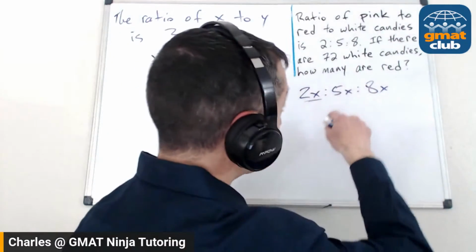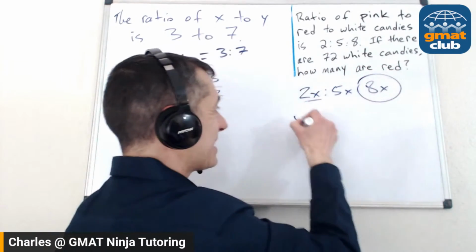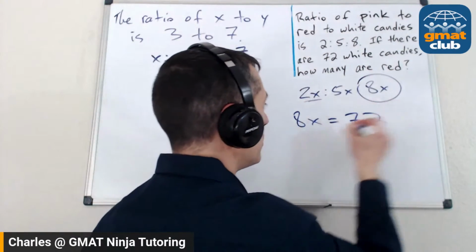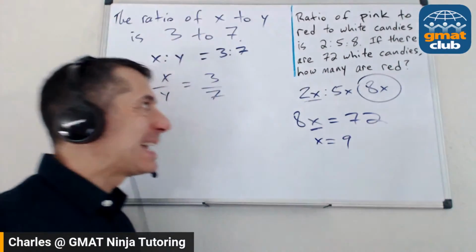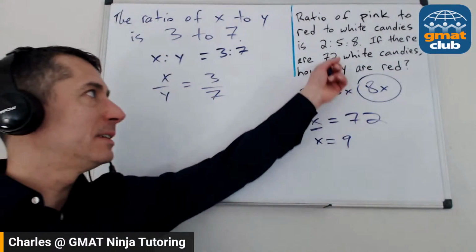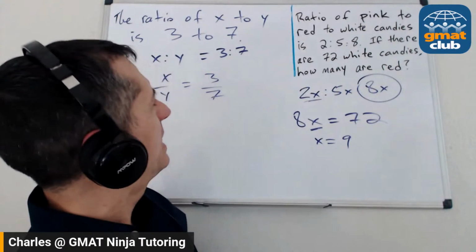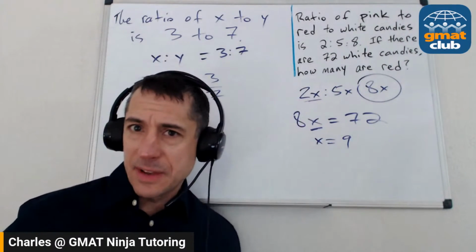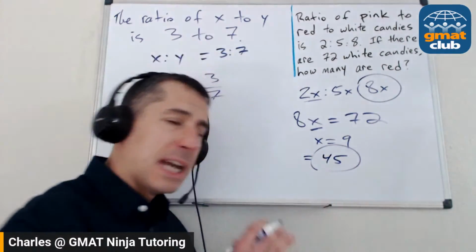Okay, with this, we know that there are 72 white candies. So 8x must be equal to 72, that little multiplier there. So my multiplier must be 9. So how many are red? 9 times 5. That's going to give me 45. Is it red candies? Yes. Red candies, 9 times 5 is going to give me 45. And that's it. Nice and simple.